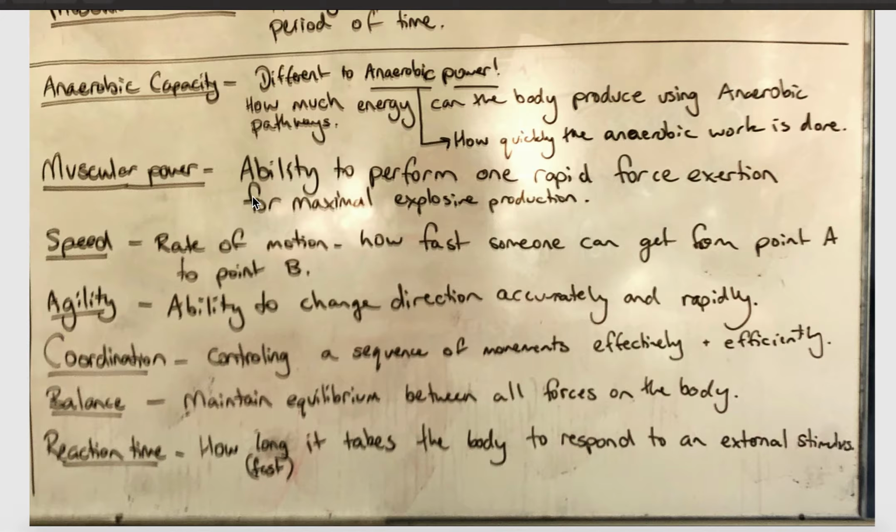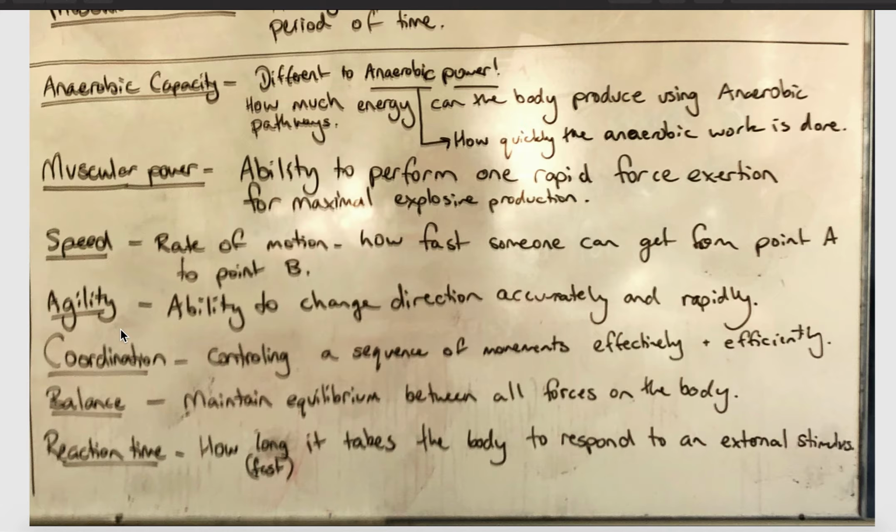Muscular power. This is about 1 exertion of force again, but it is explosive and maximal. So this is 1 explosive repetition. This is usually seen with a vertical jump or a horizontal jump or someone throwing a punch. It's about how quickly and explosively, and that keyword explosive is going to come up time and time again, can I perform a muscle contraction? Okay. Next one down is speed. How fast can somebody get from point A to point B? That's pretty straightforward. I think we defined speed when we went through biomechanics as well.